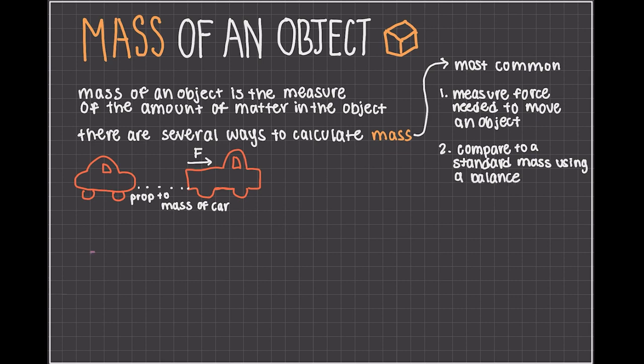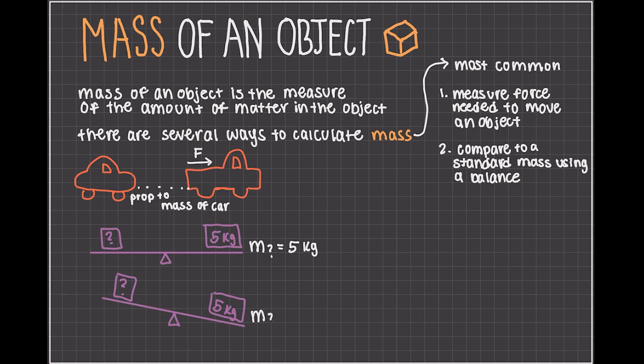Now, the second most common way is to compare the mass to a standard mass using a balance. If we have a balance with an unknown mass on the left and 5 kilograms on the right, and it doesn't move, we know that they have the same mass. If we have the same situation but the balance tips, we know that the unknown mass is lighter than the 5 kilograms.